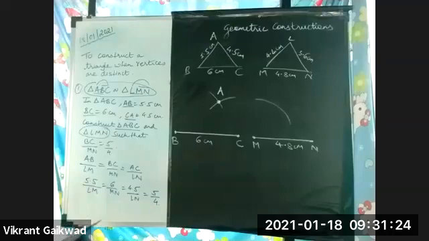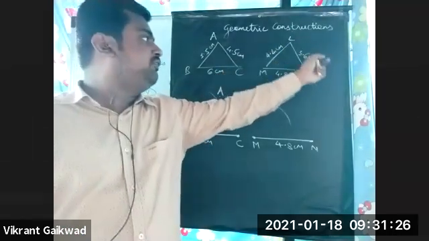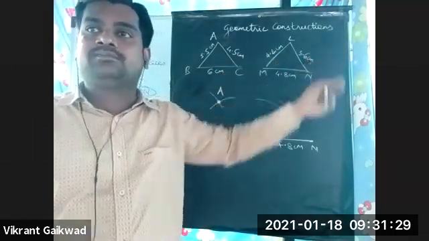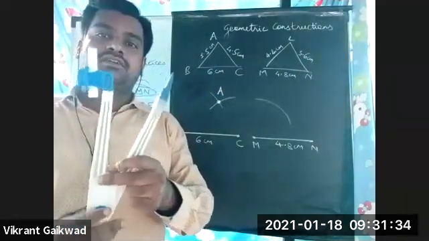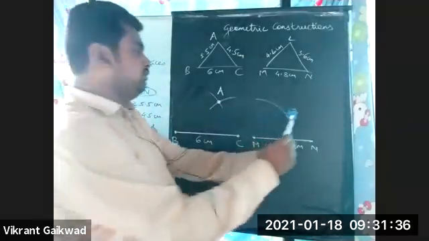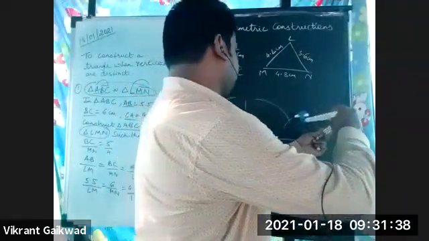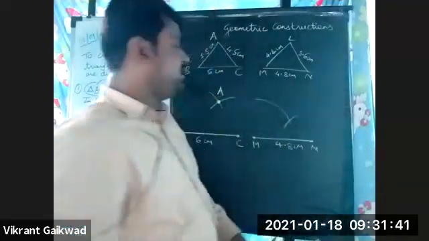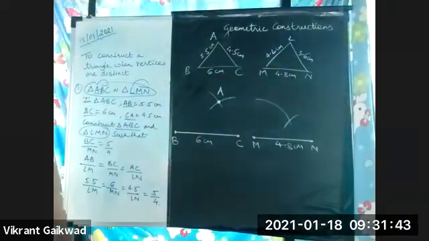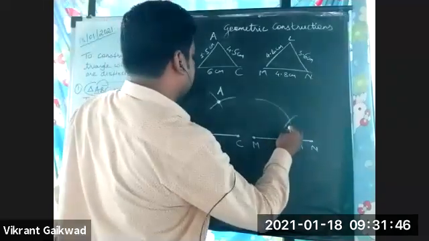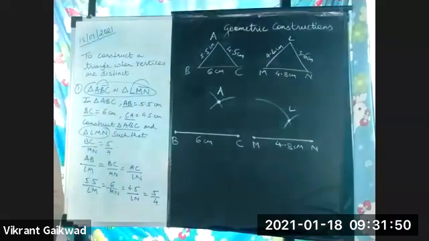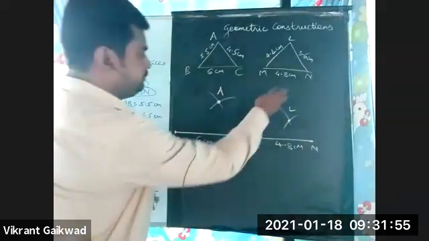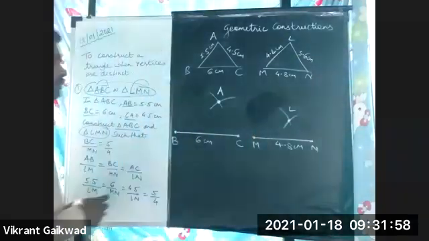After that, the distance of L from point N is 3.6. You'll take a distance of 3.6 on your rounder from point N. You're going to cut an arc of 3.6. So the point of intersection is point L. You can erase the arc to make it look beautiful.